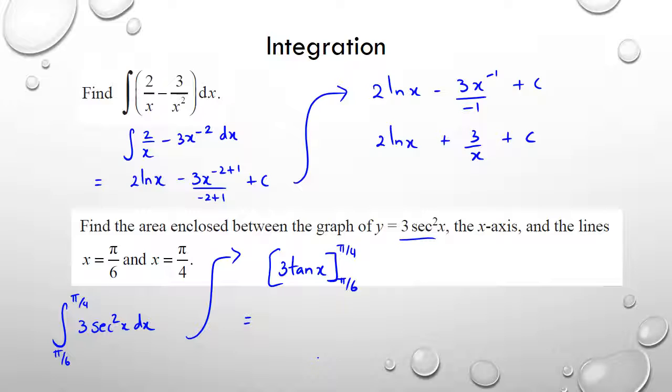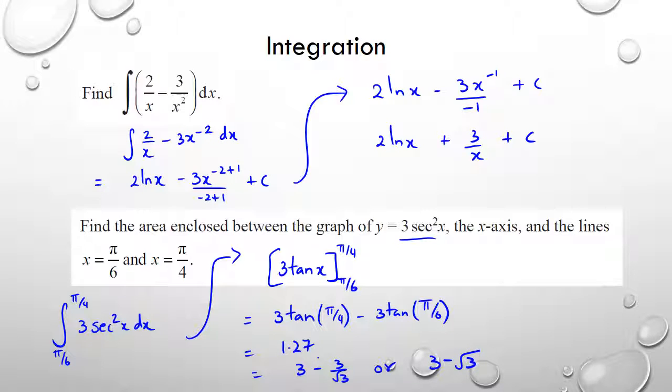So from here, substituting my two values, I have 3 tan pi over 4 minus 3 tan pi over 6. Now when you put this in the calculator, you should get 1.27. If you were going to do this just using your special triangles, you might also get the answer of 3 minus 3 over root 3, or simplifying this further, you might just get 3 minus root 3.